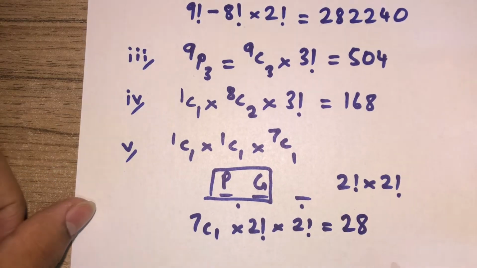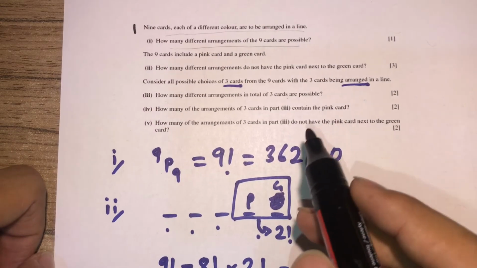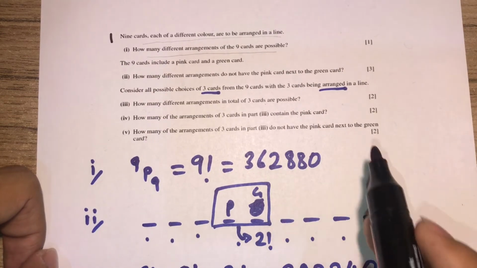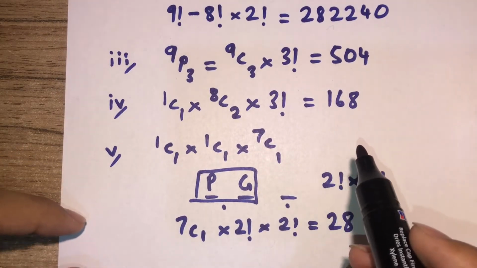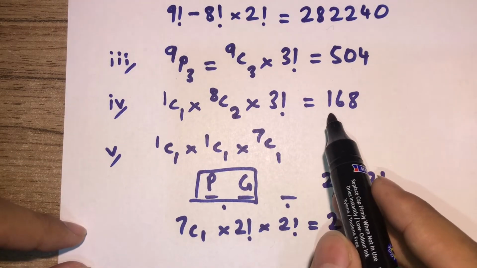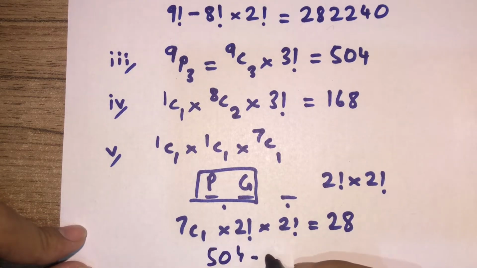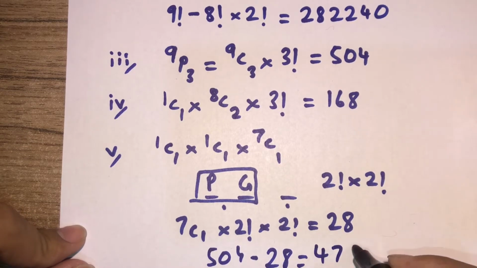This is the unfavorable possibilities, that is of the pink card being with the green card, whereas we needed the number of arrangements where the pink card is not next to the green card. So we'll subtract this from the total permutations, that was 504. So 504 minus 28 is equal to 476.